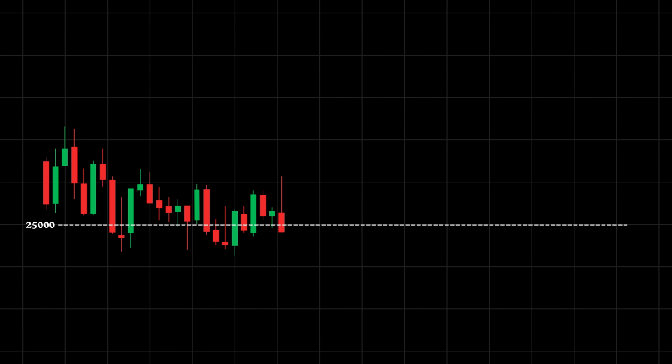Here's a 5-minute time frame chart of Nifty 50. As soon as the market opened, the price gradually moved down, repeatedly testing the psychological level of 25,000 but failing and returning to the same range.